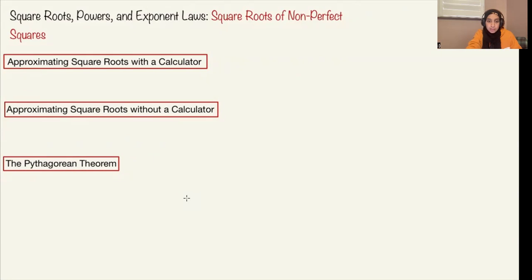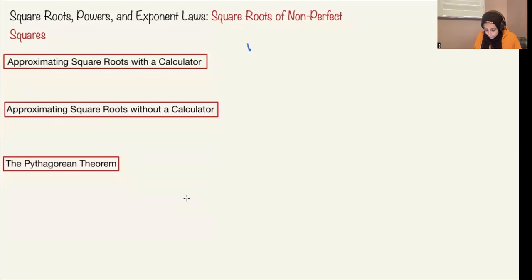So, when we're talking about square roots, powers, and exponent laws, what we want to talk about is what if we have a square root with a non-perfect square? Remember how we said if we have perfect squares underneath the square root, then we're asking what number multiplies by itself to give the number underneath the square root. That's what you've seen so far. What if I don't have a perfect square?